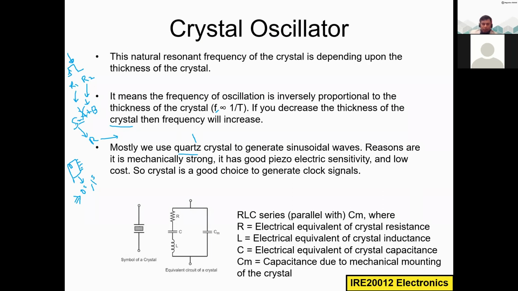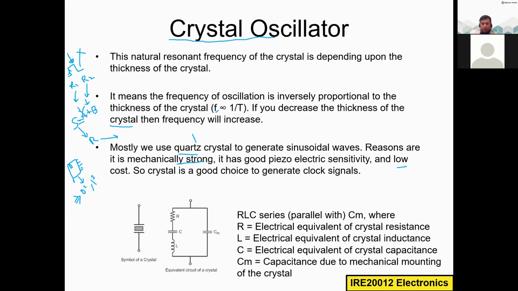So inside your microcontroller or microprocessor, you have some kind of oscillator. Mostly we use crystal oscillators because it's a cost-effective solution. You can see it's low cost, and at the same time it's mechanically strong and has good piezoelectric sensitivity. We produce these clock signals to synchronize different blocks within the microcontroller for efficient signal processing. This is not really our topic, so just forget this; it's just for your information.